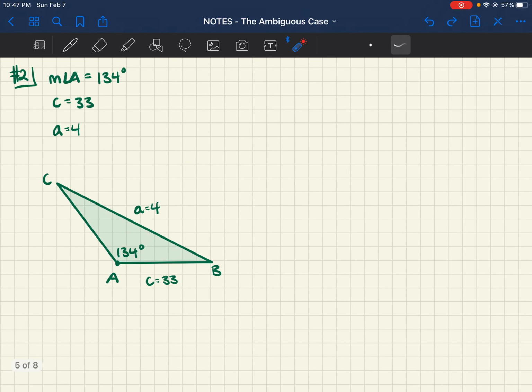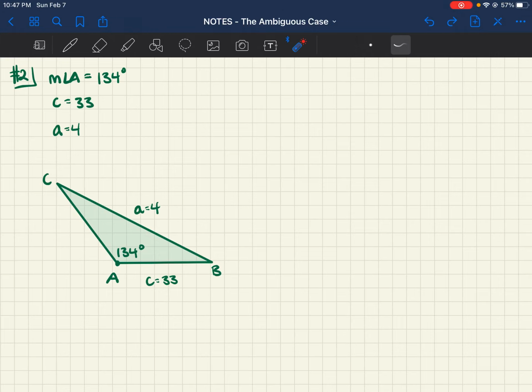All right, scenario number 2. Now we have measure of angle A is 134 degrees, so we have another obtuse triangle. We have side C is 33, and side A equals 4. Now right off the bat, before I even look at anything, there's some red flags that are going up here. I can already tell this is actually an impossible scenario.